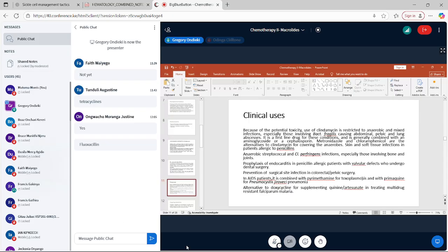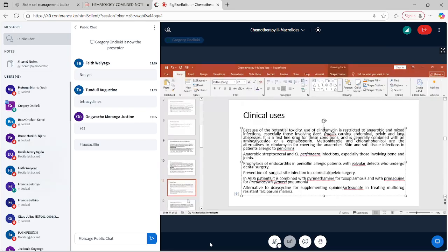So this is because we said it has some antiprotozoal properties. Now, it's also an alternative to doxycycline in treating multi-resistant malaria. We know doxycycline sometimes is useful in malaria prophylaxis, and we've said clindamycin has anti-protozoal properties.